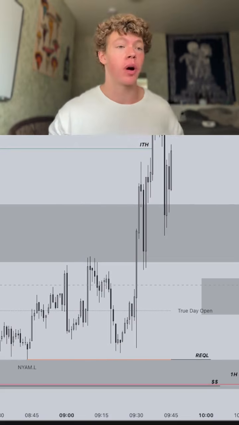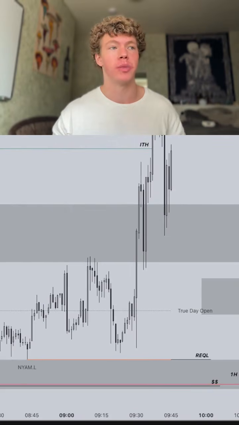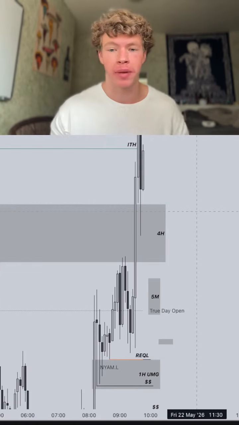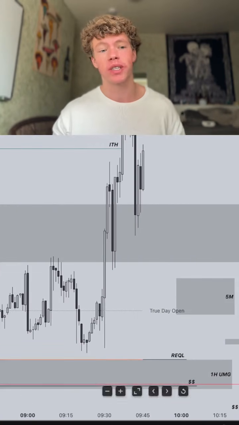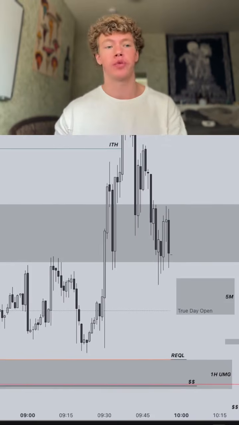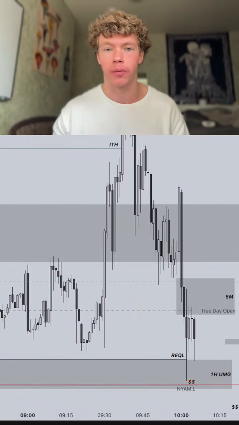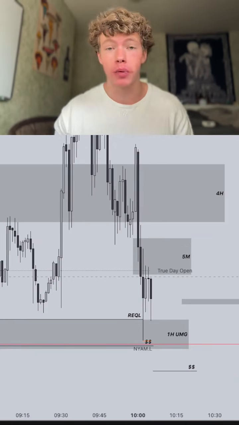From here, I don't care to be a part of any short position, and also I do not want to be taking a continuation long with this 5-minute because this is an unsponsored 5-minute. As you can see, this ends up getting disrespected, and then we end up sweeping these relative equal lows inside of this 1-hour fair value gap. Now from here, I did not care to be looking for a long position.